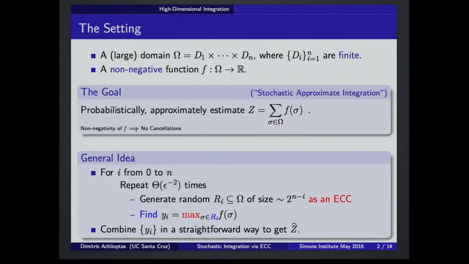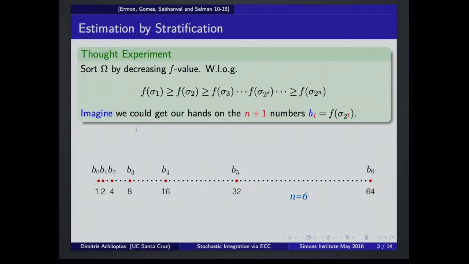So let me first walk you through the general idea. We'll start with a thought experiment, and we will assume that somehow we could sort the domain in terms of f value. So sigma 1 is the maximum value of f, f of sigma 1 is the maximum value, f of sigma 2 is the second largest one, and so forth.